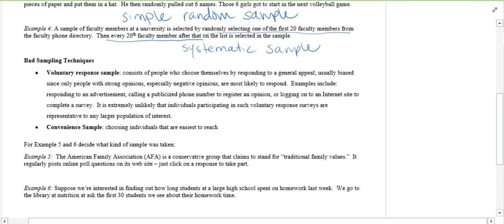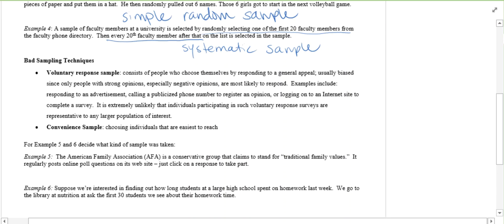I'll say I just need a sample of 40 people to discuss, I don't know, their feelings on the economy or their feelings on the presidential election. So say I go just to the mall and I stand at the entrance or in the middle in the food court, wherever, and I just ask the first 40 people that come by me. That would be a convenient sample. Okay, for examples 5 and 6, decide what kind of sample was taken.